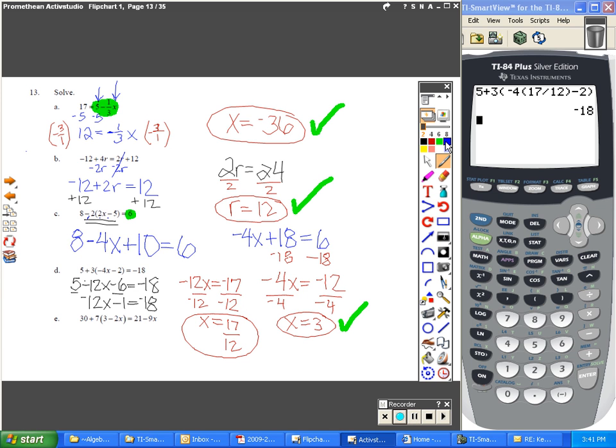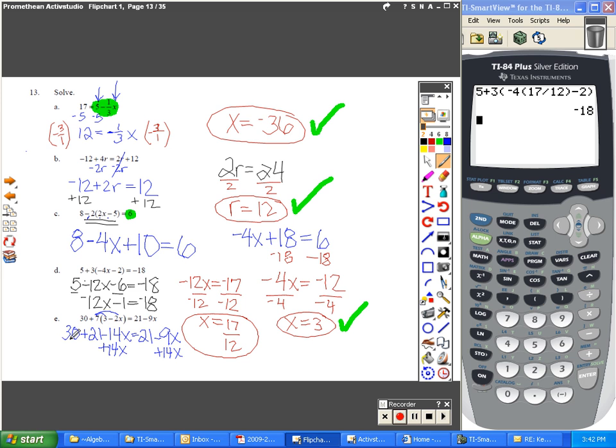Okay, last problem. For this one, you also need to distribute. It'll be 30 plus 21 minus 14x. Again, that was because I just distributed right there. Is equal to 21 minus 9x. I want to put my x's together, and I want to move the smaller one, which actually, negative 14x is the smaller one because it's more negative.